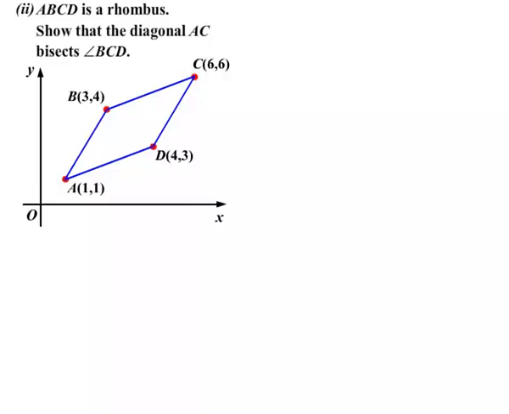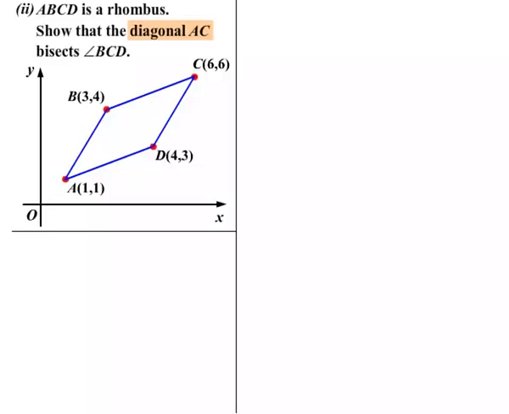Our second example, ABCD is a rhombus. Show that the diagonal AC bisects angle BCD. Okay, that's a result for a rhombus. A diagonal will bisect the angle. This actually allows us to prove that. So the diagonal AC, well, let's draw that in firstly. And we need to show that it bisects the angle BCD. So that angle there, we need to show that it bisects. And as a result, if we can find that angle, hopefully they're going to be the same.